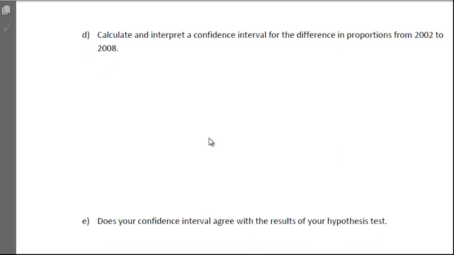Alrighty, the next thing is to interpret a confidence interval. We're going to do a 95% confidence interval. Didn't include that in the problem. And we're going to go ahead and use technology again to calculate the confidence interval.